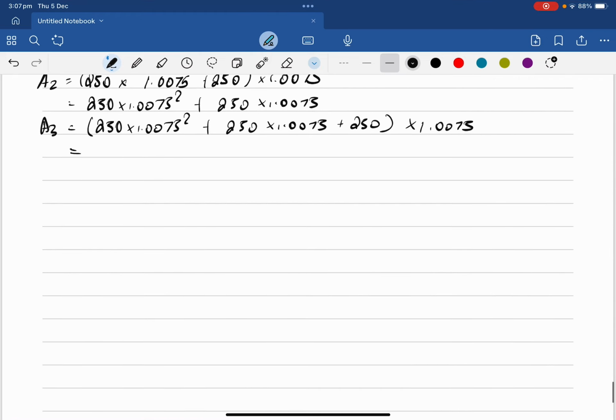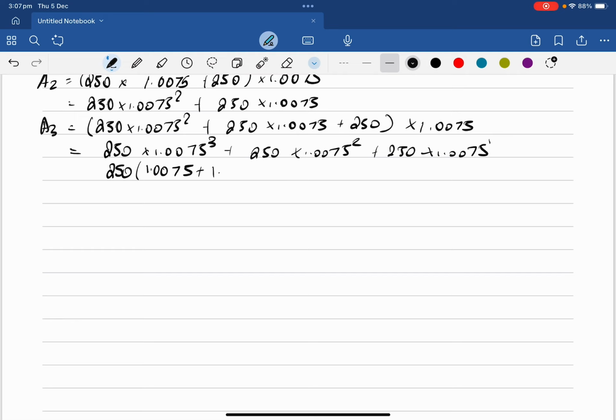Okay, so then what's that? Yeah, you can simplify that. That becomes 250 times 1.0075 cubed plus 250 times 1.0075 squared plus 250 times 1.0075. Easy. Now what we can do is factorize the 250 out, and let's factorize it from the backwards because that makes more sense. It'll make more sense in a second.